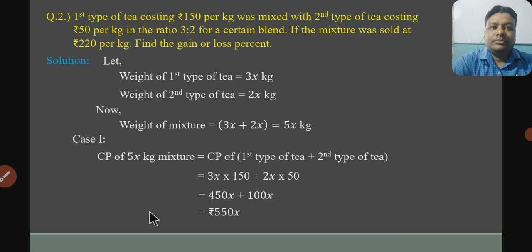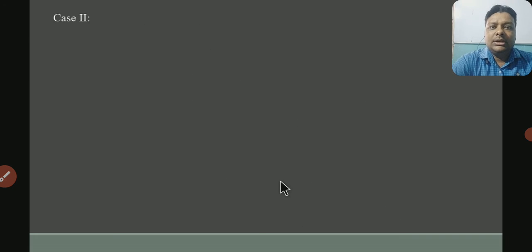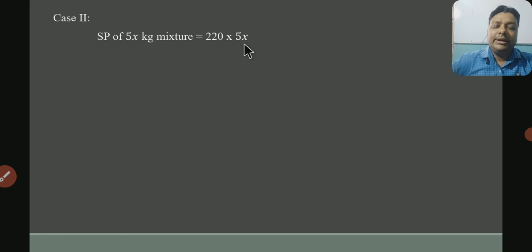Okay, now he sold this at rupees 220 per kg. So in case 2, SP of 5x kg mixture at 220 per kg. So 220 into 5x, it means it will be rupees 1100x.